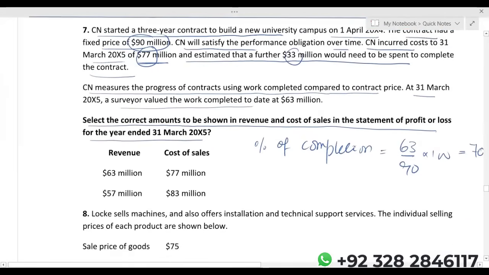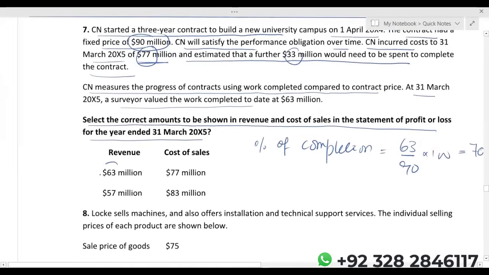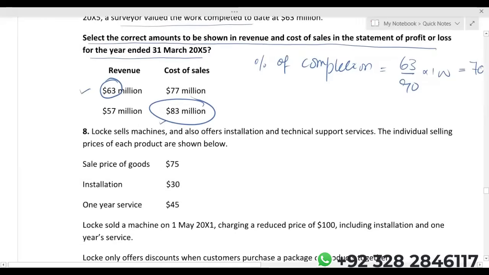Now let's see the choices. Revenue. Can I say logically revenue is 63, but the cost is 83? So it is not always that 63, then you go for 77. No, no, no. Revenue is 63, the cost has to be 83. Okay, now.